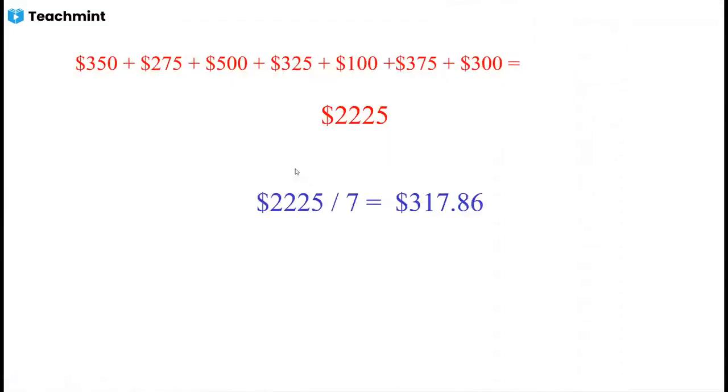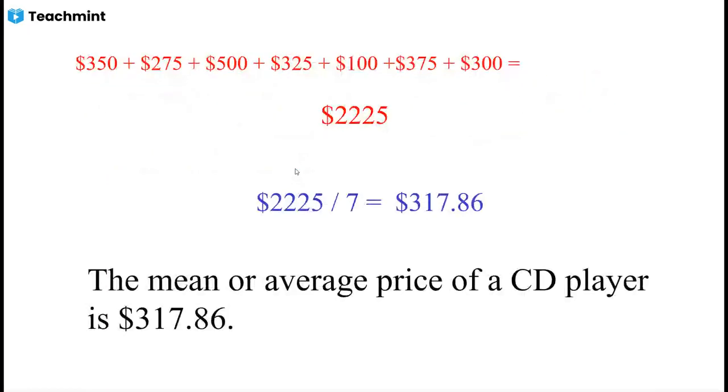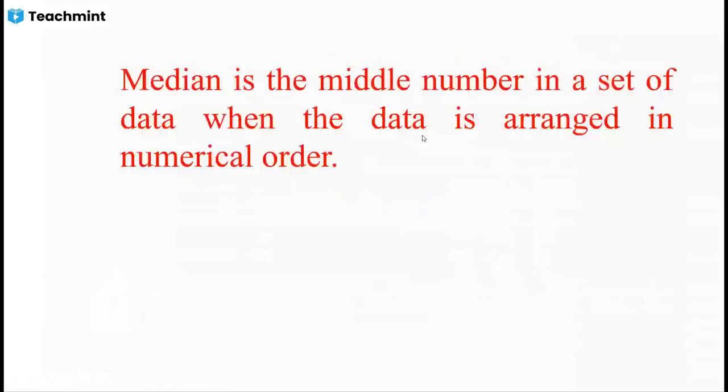So I hope you got the clarity. Mean or average, in simple terms, is the sum of terms divided by the number of terms. This discussion is only for ungrouped data. Now let's see median.